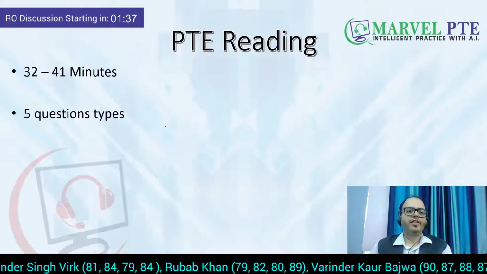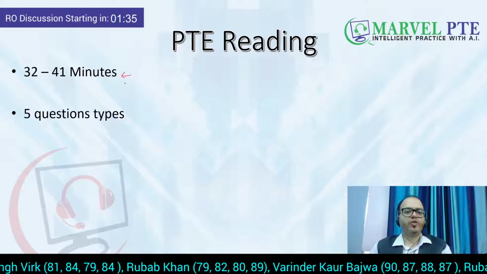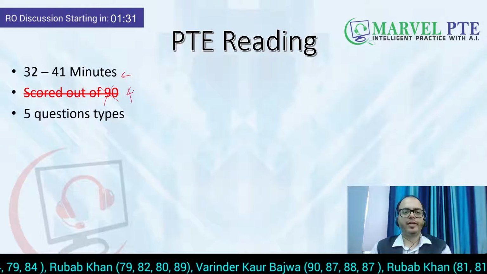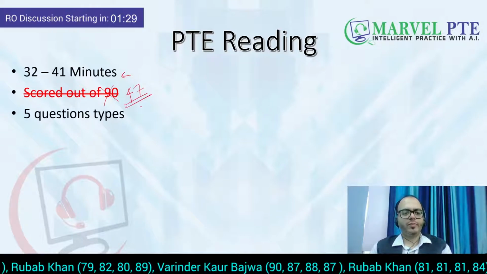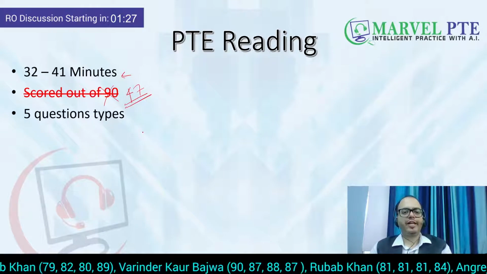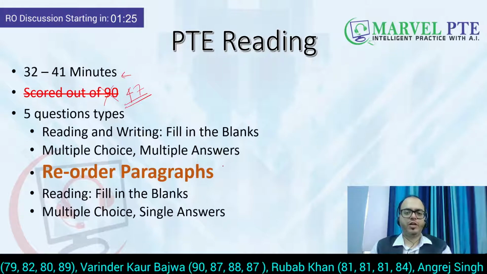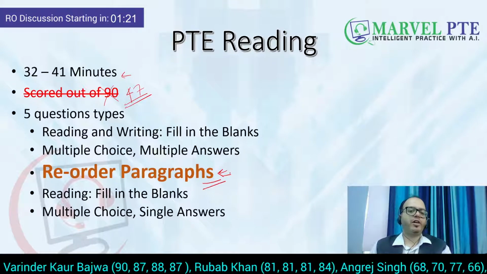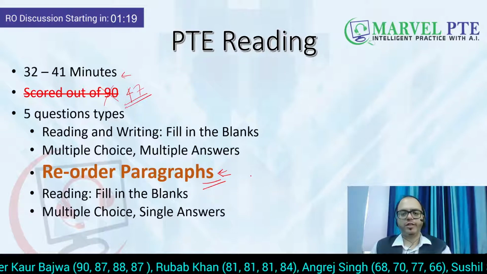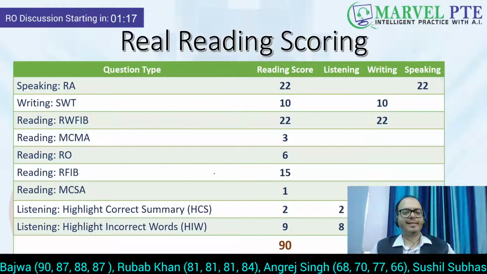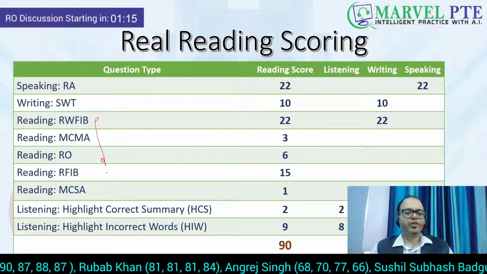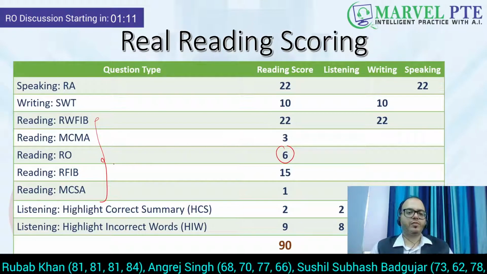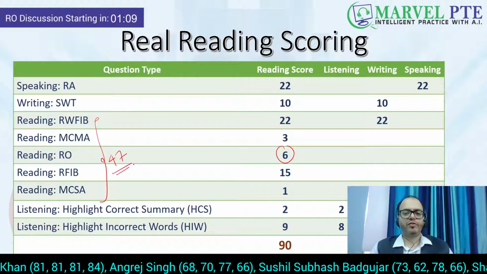PTE Reading is an integrated module. It's of 32 to 41 minutes and it is not scored out of 90. Now you know that it is scored out of 47 marks and it has 5 question types, the order for which is fixed now. And the third question type in this order is reorder paragraph, which is the topic of our today's video. And this is the detailed scoring where you can see that reorder paragraphs are of 6 marks, the PTE reading module is of 47 marks.